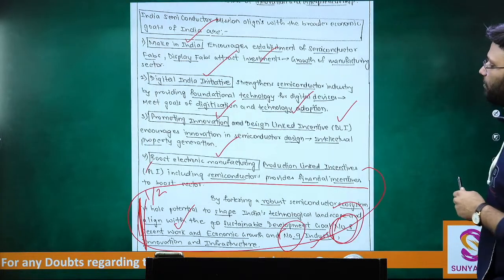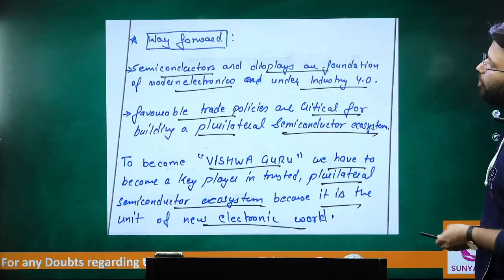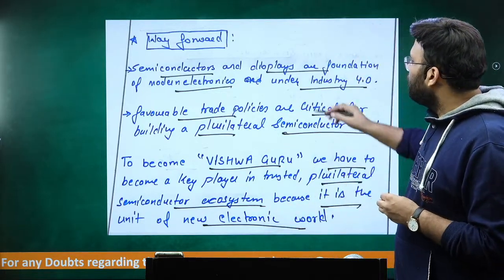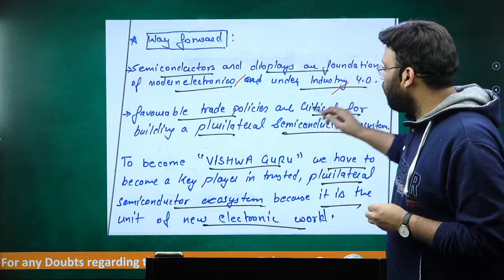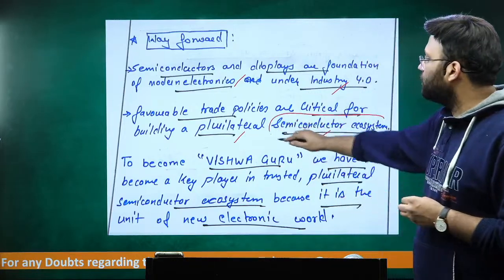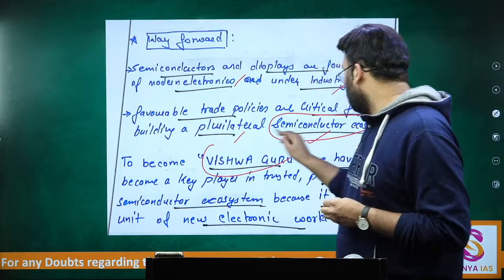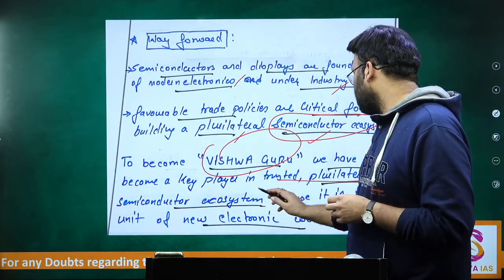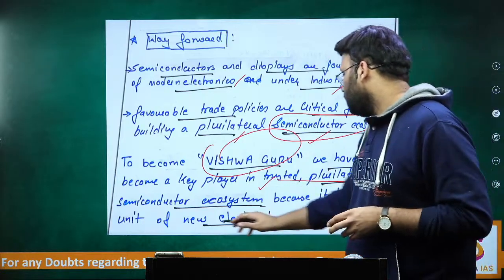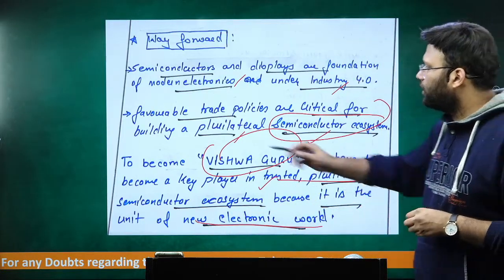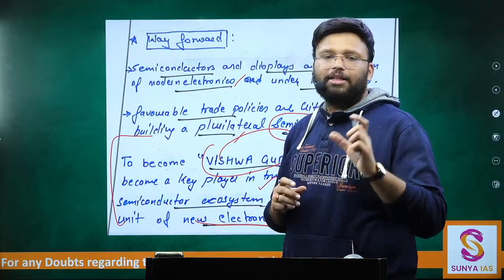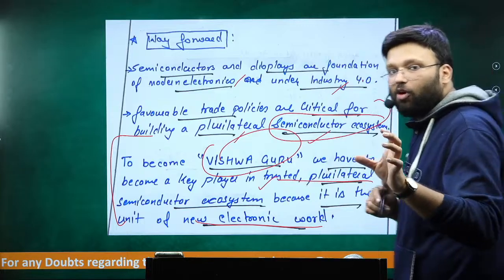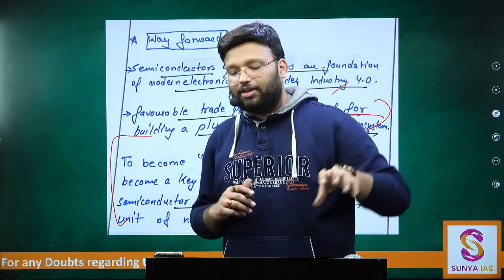सो चैलेंजेस तो इन्होंने बता दिए, बट दे हैव नॉट कवर्ड दैट पार्ट. दे हैव जस्ट गिवन अ वे फॉरवर्ड आफ्टर इट. Electronics Industry 4.0, plurilateral semiconductor ecosystem. To become Vishwa Guru, we have to become a key player in the trusted plurilateral semiconductor ecosystem, because it is the unit of new electronic world. Conclusion is also good, but they have entirely left one of the parts of the answer. That part was that how it will help in the larger Indian economic goals.